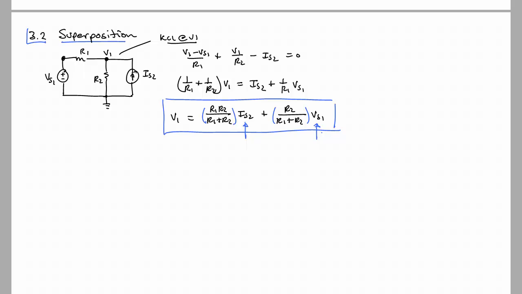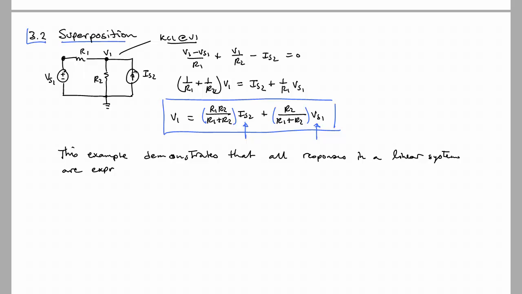So, although I'm not going to prove anything here, I'm going to say that this example demonstrates that all responses in a linear system are expressed as a weighted sum of the sources driving the system, or supplying the system.